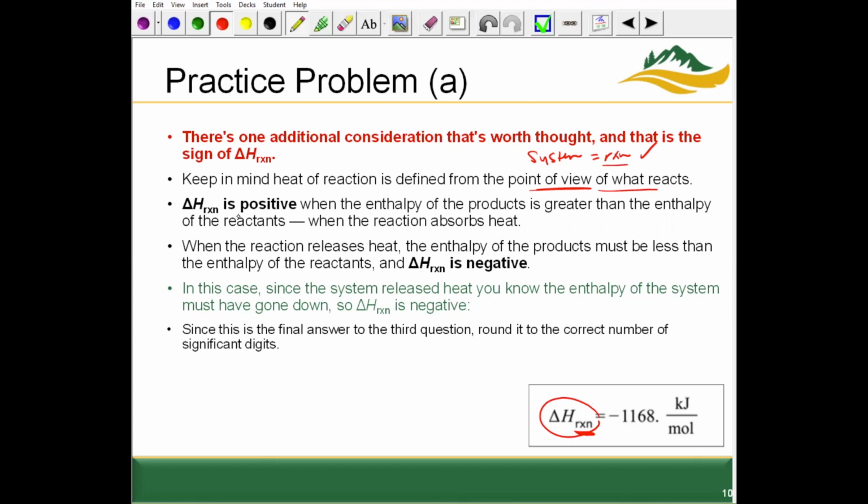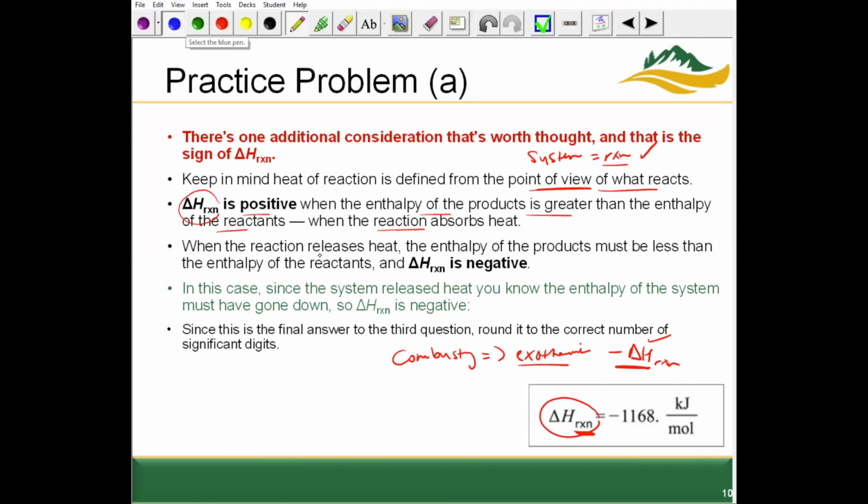If delta H of the reaction is positive, the enthalpy of the products is greater than the enthalpy of the reactants. Delta H is positive when the reaction absorbs heat. For combustion reactions, those are giving off a lot of heat. So generally, if you see that something is combusting, you should think an exothermic reaction. What's the sign for delta H for an exothermic reaction? So it's a negative value for the heat of reaction or the enthalpy of reaction.